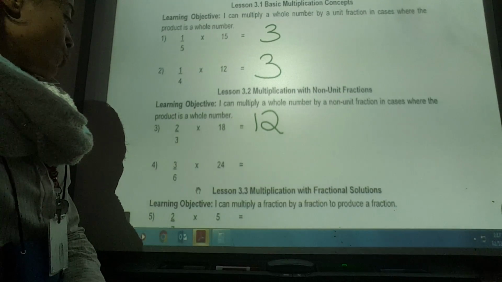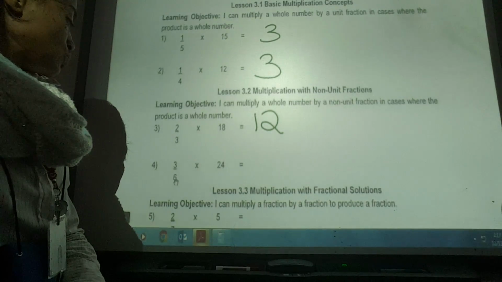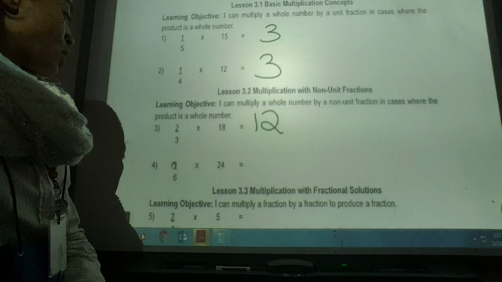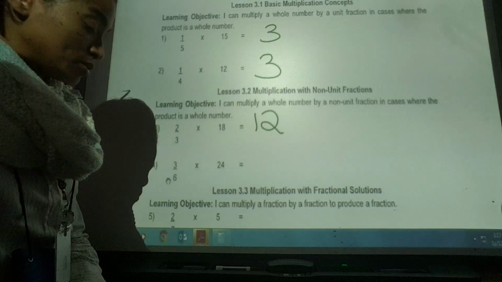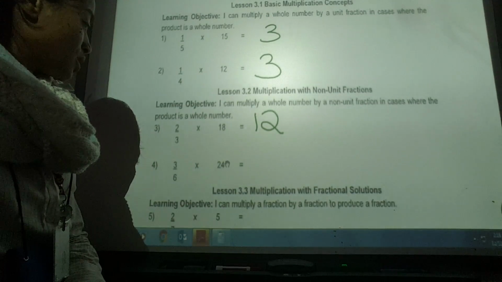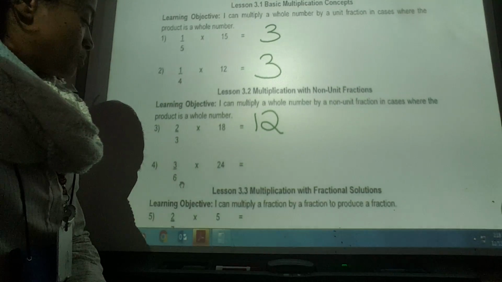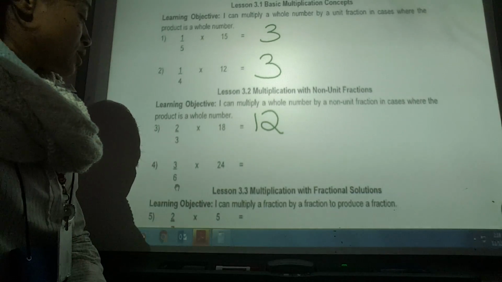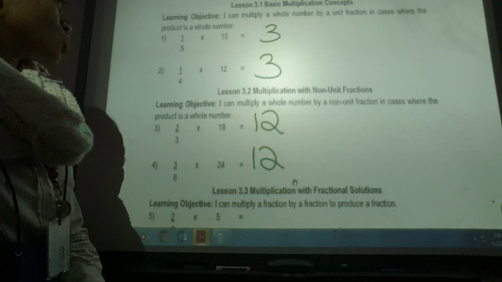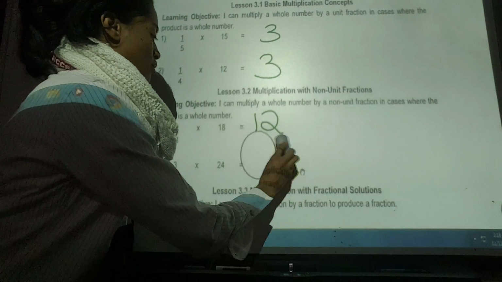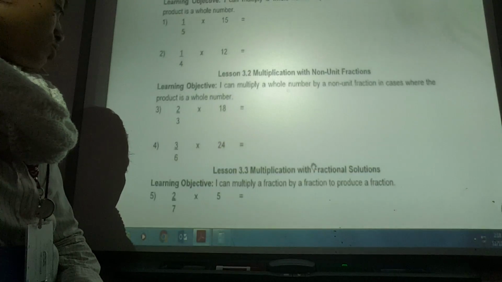All right, thinking out number 4, we have 24, say, items, and we're splitting them into 6 groups, okay? And we want to know how many would be in 3 of the 6 groups. So 24 items split into 6 groups. That means we would have 4 items in each group, right? So 1/6 would be 4, 2/6 would be 8, 3/6 would be 12. All right, so number 4, you should have 12. All right, let's take a look at the next question. All right, moving right along.